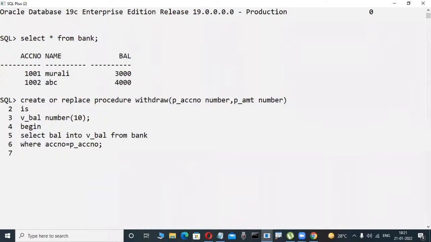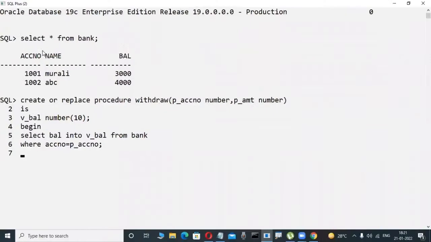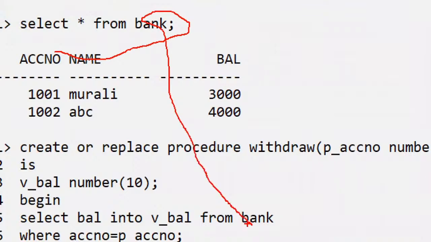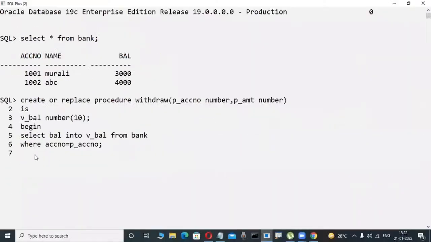Suppose bank is a table. In this table format your transactions are stored. This table I'm using in this PL/SQL code. Here I'm checking the balance, only through the account number. Whenever I insert an ATM card, I try to withdraw 9,000 as in the previous case. That is the amount.